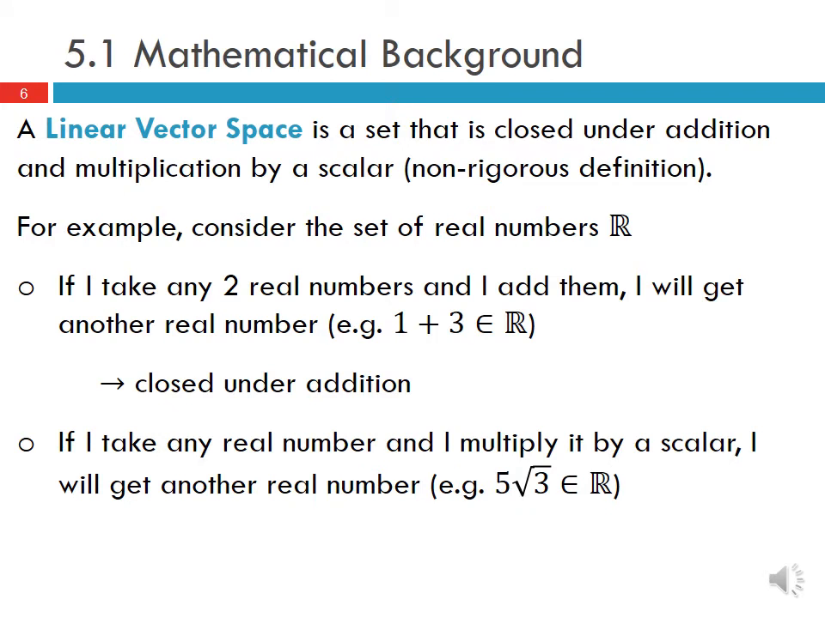So this means that it's closed under addition. If I take any real number and I multiply it by a scalar, then I will get another real number. So I have an element of my vector space, 5, and I'm going to multiply that by a scalar, square root of 3, and what I end up with is another element of that same vector space R. So this means that it's closed under multiplication by a scalar. Basically what it means to be closed is that when I take an element of the set and multiply it by a scalar, I'm still left with another element of the same set.